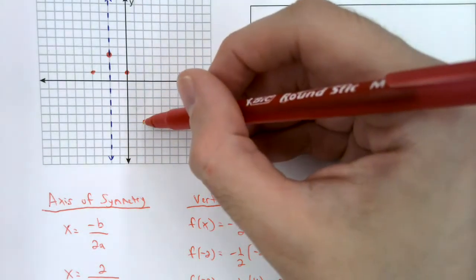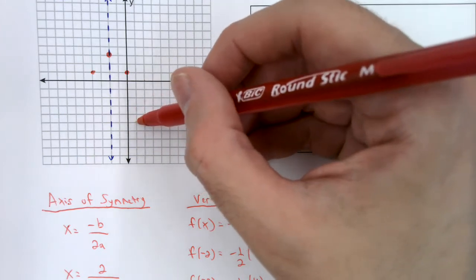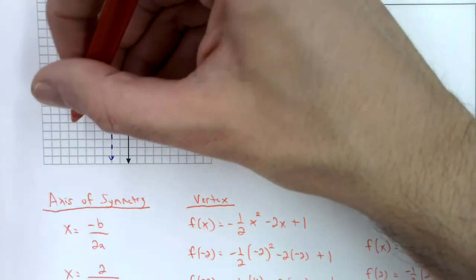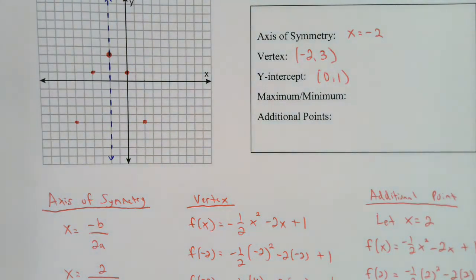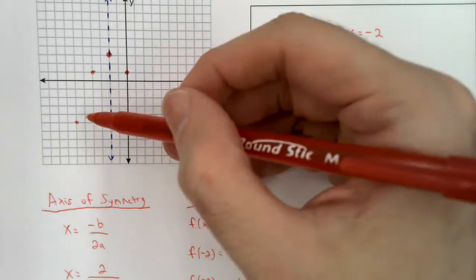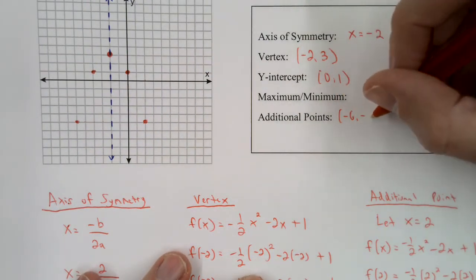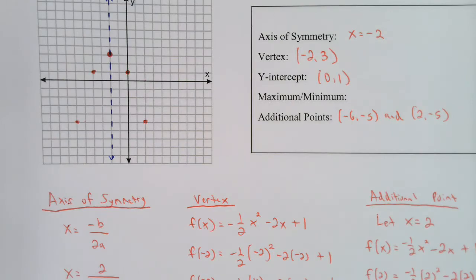So right there, that is 4 units to the right. 1, 2, 3, 4 to the right of the axis of symmetry. So go 4 to the left of the axis of symmetry and plot that point. Now for the additional points, I'll put those down for additional points. So that was a -6, -5. And then we got 2, -5. You may have different additional points if you were to do it on your own.